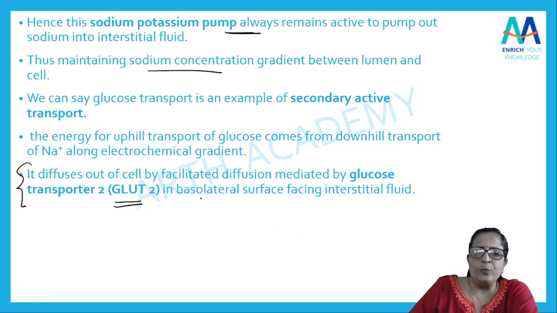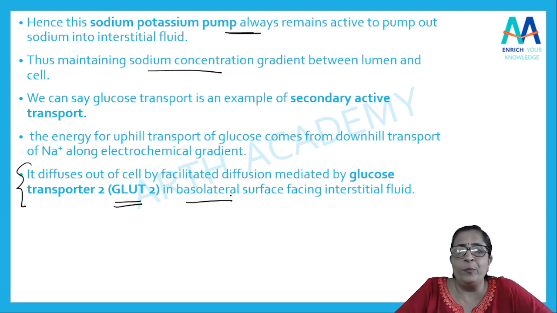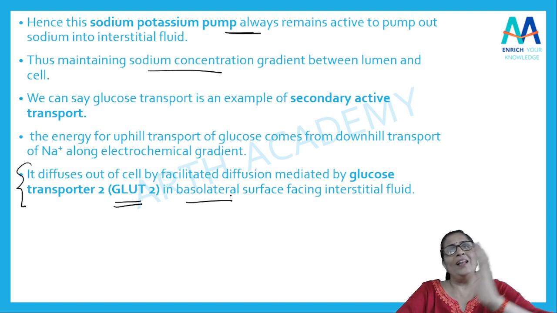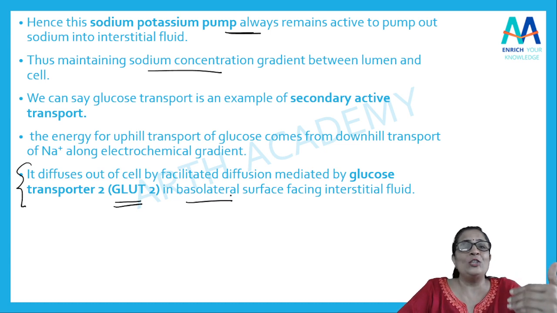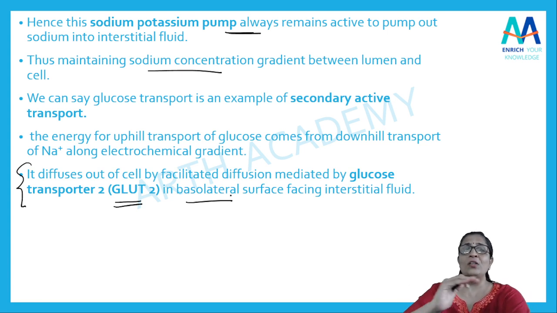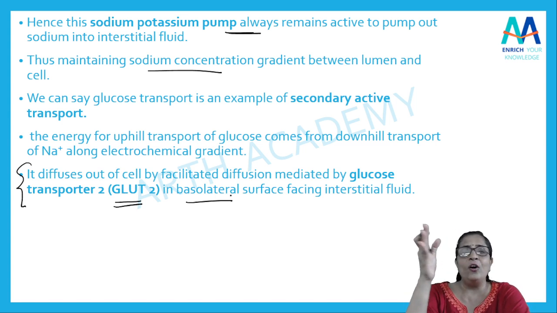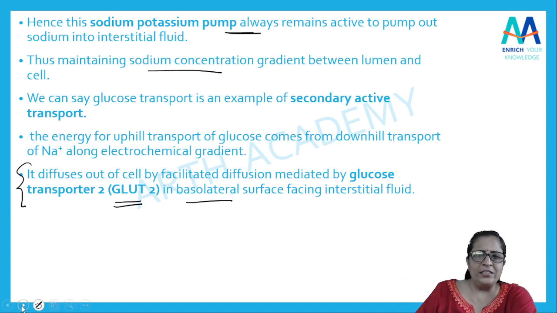And where is this GLUT2 present? GLUT2 कहाँ पर है? It is present at a basolateral surface which is facing the interstitial fluid. Interstitial fluid में चला जाएगा वहाँ से. Got it? So we can say the energy for uphill transport of glucose, glucose को अंदर लाने के लिए जो energy है, yes, it is coming from the downhill transport of sodium along the electrochemical gradient, है ना? सोडियम का concentration कम होगा तभी तो SGLT1 काम करेगा और ग्लूकोज का absorption होगा. I hope this is clear. Yeah, here we can write here interstitial fluid.